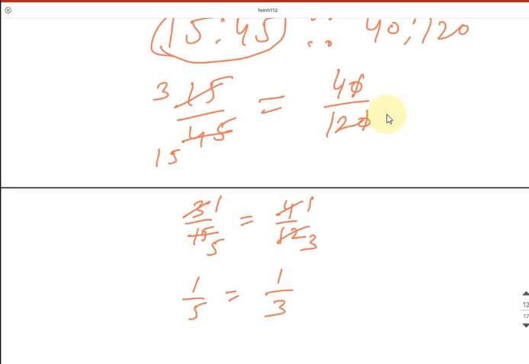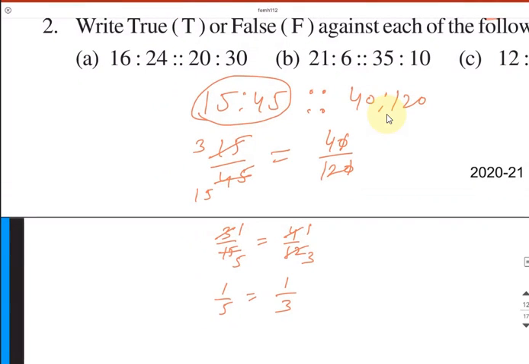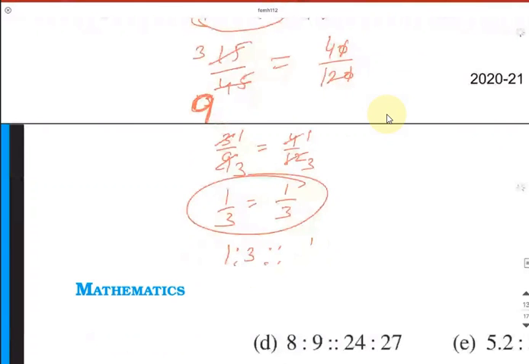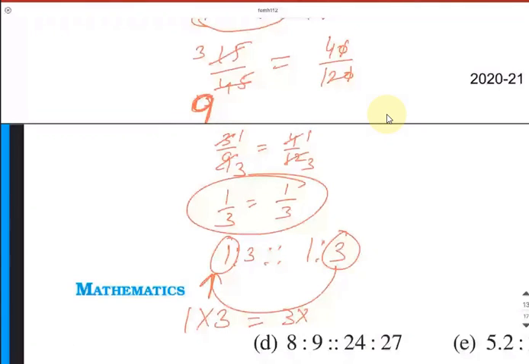Wait, I made a mistake. 5 threes are 15, and here, beta, 5 nines are 45. Okay, so here it will become 3 upon 9. So 3 ones are 3, 3 threes are 9. It is also 1 by 3. Now we can write 1 ratio 3. Now see extremes 1 into 3, 3, and 3 into 1, 3. 3 equal to 3. Clear, Anand?